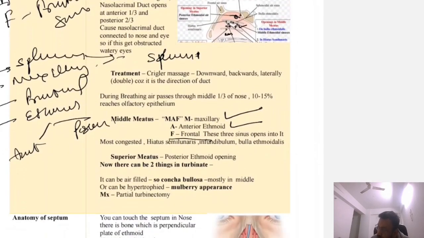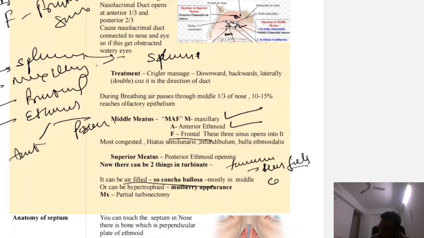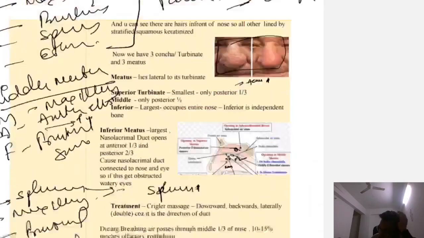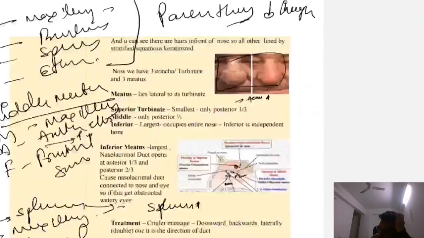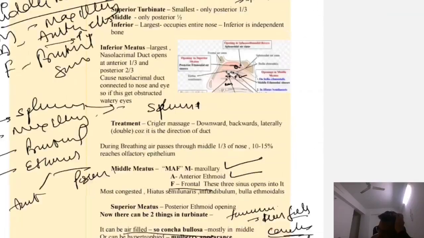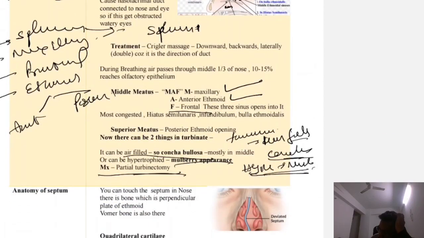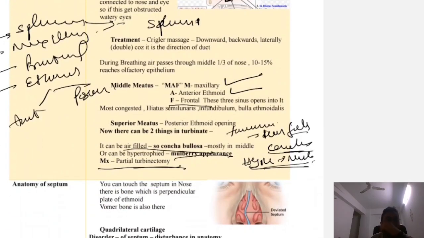Now one more thing: these turbinates can be air filled. That is concha bullosa. If it is hypertrophied, it has a mulberry appearance. So what can they be? It could be air filled, which is concha bullosa. If it is hypertrophied, it has a mulberry appearance. If it is a mulberry appearance, then you have to do partial turbinectomy. Now we have learned about the anatomy of the lateral wall.